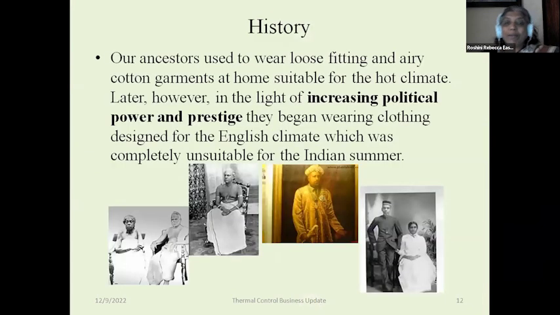So if you look at our history, you find that our ancestors used to wear loose fitting and airy cotton garments at home, suitable for the hot climate. But what happened is when Britishers came, the local people thought that we have to be like them, and therefore they shifted from the attire on the left of the screen to the attire on the right of the screen, which is more British, suitable for British weather, not for the Indian summer. And we continue those trends.